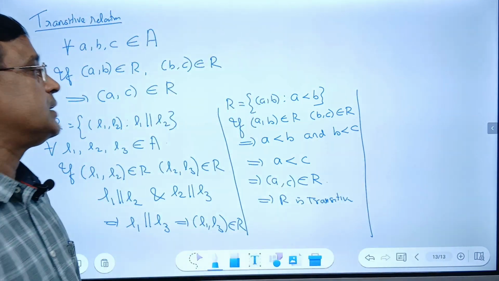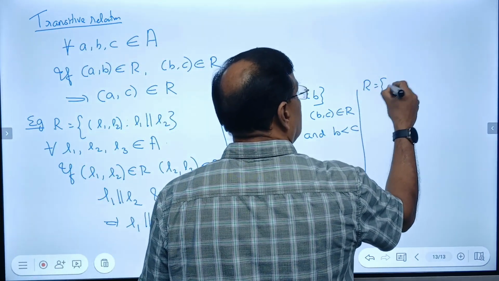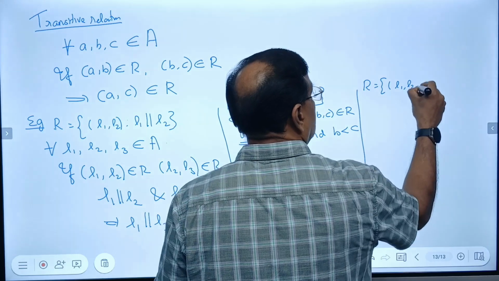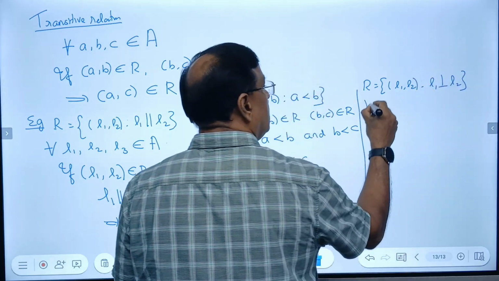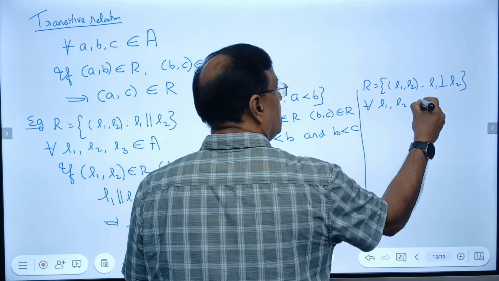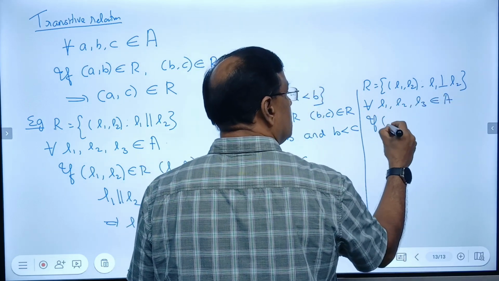So this is a wonderful example where the relation is not reflexive, not symmetric, but only transitive. Okay, very beautiful example. Now let us take the other example like (L1, L2), where L1 is perpendicular to L2. Now for every L1, L2, L3 belonging to A, if this is true, what is that?